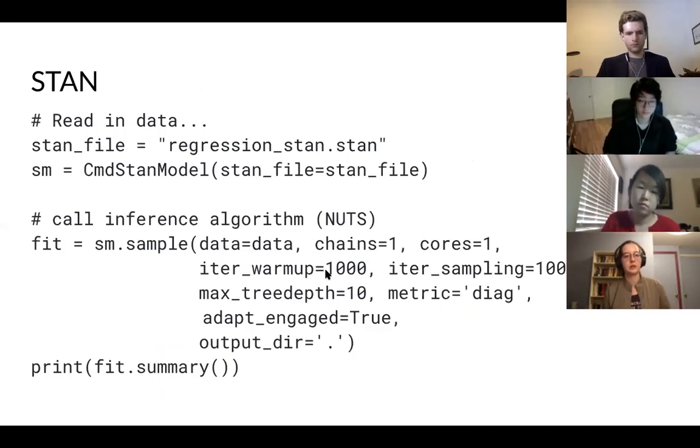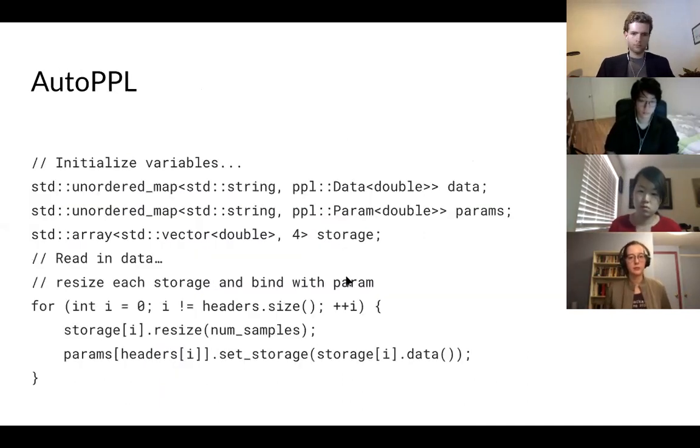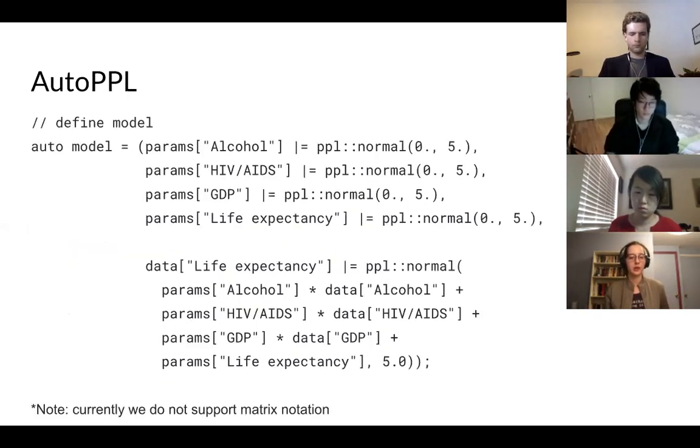Then later, Stan defines the model by pulling in the file and then can call the sampling algorithm on it. AutoPPL looks a little bit different. First, we initialize storage for our parameters, and then we define our model. So we use the bar equal syntax to associate variables and distributions. So first, we define the different parameters for each country's data. And then finally, we define the data that we're trying to find.